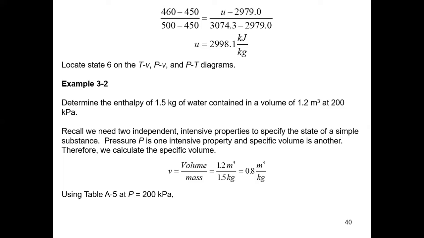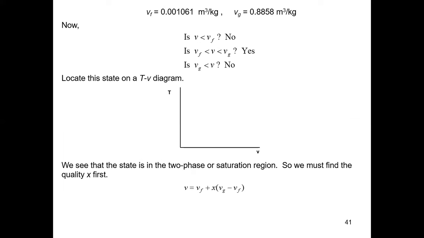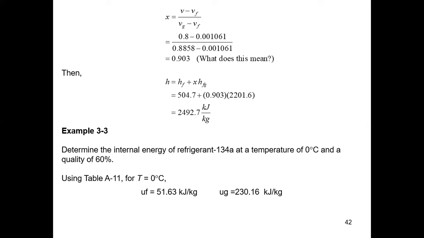Using table A5, pressure is already given as 200 kPa. From that table, we answer the questions. Is V less than Vf? No. Is specific volume between Vf and Vg? Yes. Is Vg less than V? No. Locate this state on a TV diagram. We see that the state is in the two-phase saturation region, so we must find the quality x first. Once we find the quality, we find H, which is Hf plus x times Hfg.